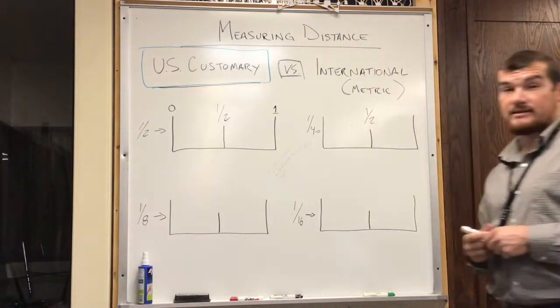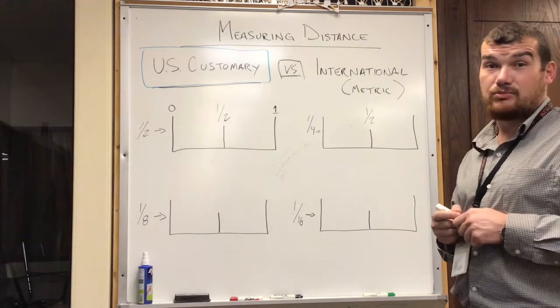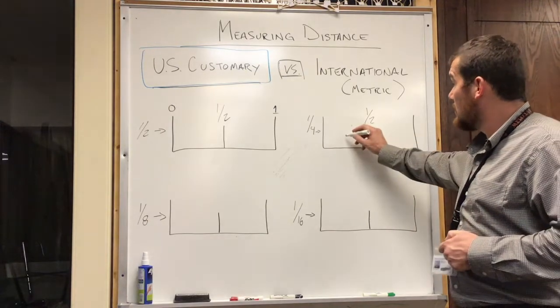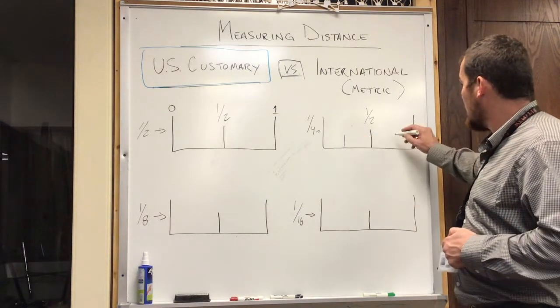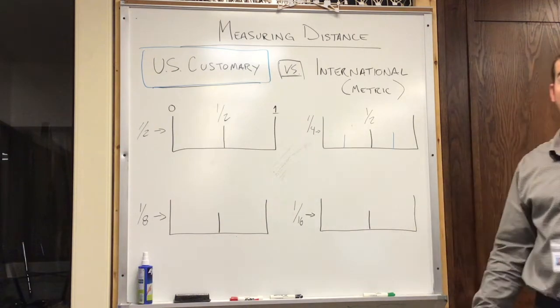But if we wanted to break this down into a quarter scale, what would we do next? Hopefully you guys are thinking split those in half, okay? So if we split our halves in half with a line a little bit smaller, we have now broken this down into a 1/4 scale or quarter scale.